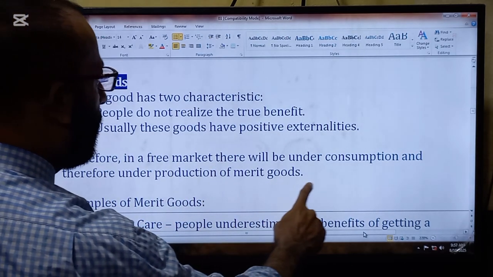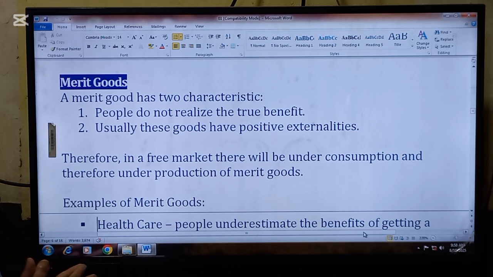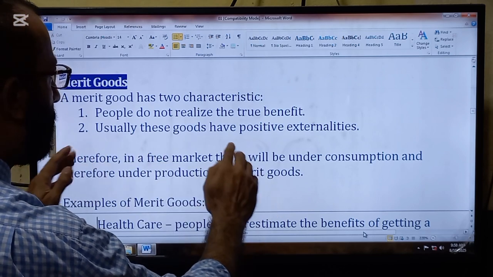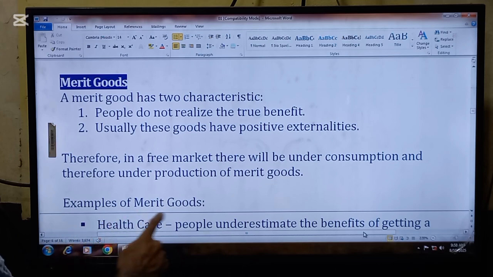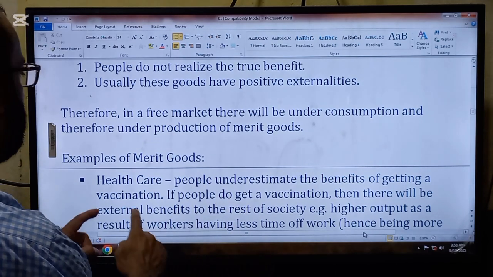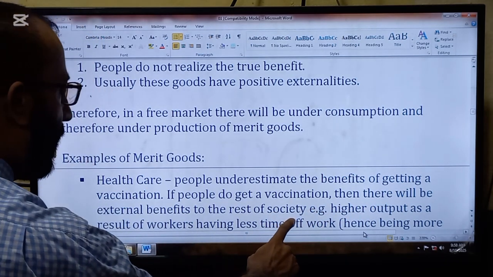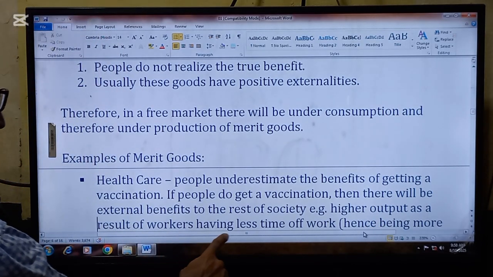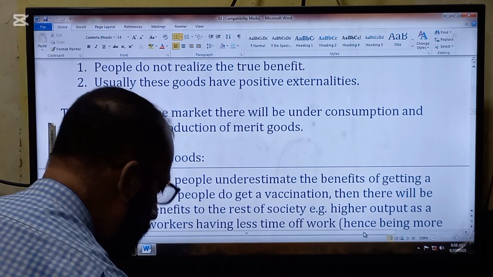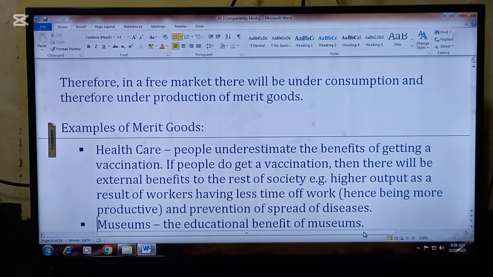Therefore, in a free market, there will be under consumption and therefore underproduction of merit goods. Because the businessmen actually look for profit, they will not understand and they will not produce things according to the requirement. Examples of merit goods are healthcare. People underestimate the benefits of getting a vaccination. So this is a best example of merit goods. If people do get a vaccination, then there will be external benefits to the rest of society also. For example, higher output as a result of workers having less time off work because they will be healthy enough and they will not get off and they will work to their maximum, hence being more productive, and prevention of the spread of diseases. So healthcare is an example of merit goods.